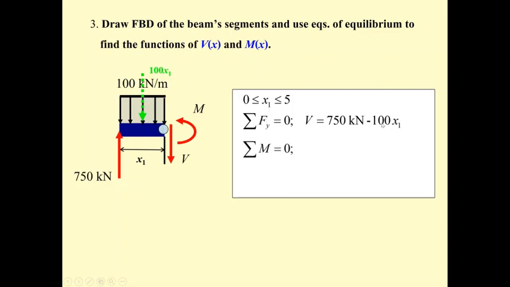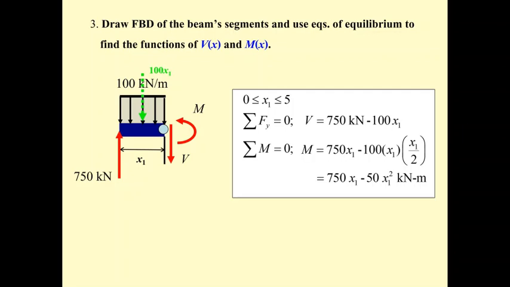Taking a moment at a cut point, and then we get what? The M in this direction is equal to the opposite, 750 times x1, and then minus 100 x1 times x1 divided by 2, minus, because when it's on the left hand side it is plus. Okay, it's in the same direction as M. When you move to the opposite side, it changes to minus, and then we get this equation.